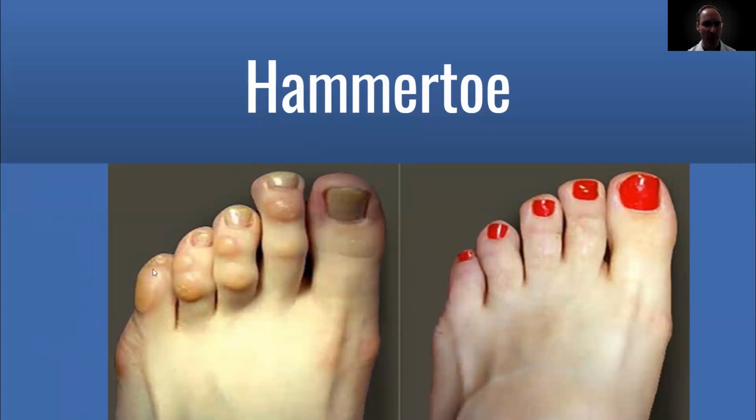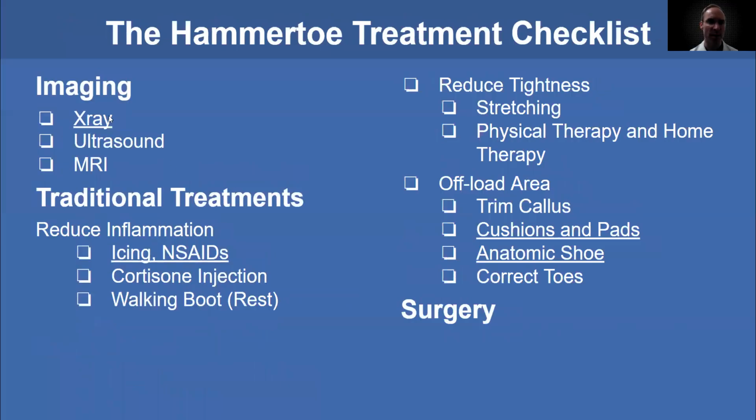Let's talk about hammertoes quickly. Hammertoes, these are these bumps that can either cause just ugly toes or ulcers, things like that. X-ray is the way to start to look at them. Very rarely do I do an ultrasound or an MRI. Icing, anti-inflammatories can be helpful. Cortisone injection in the joint if it's just one joint and really painful.